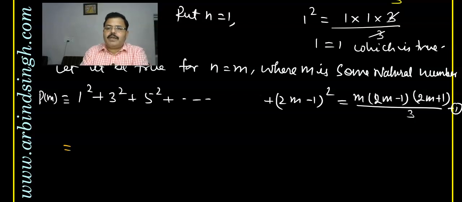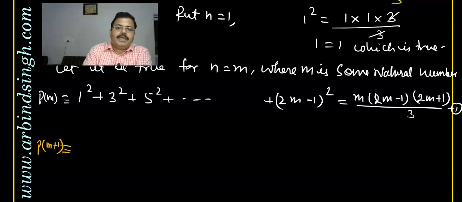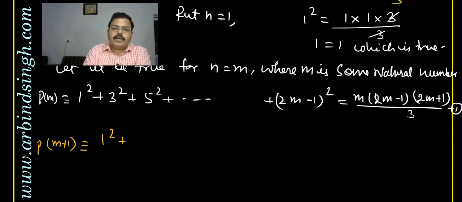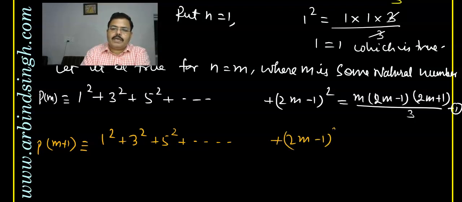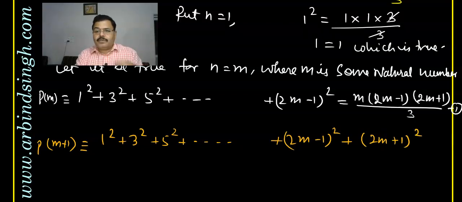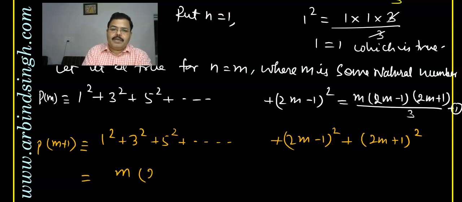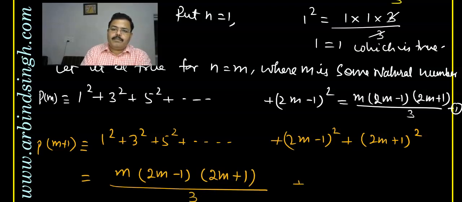Now, we can write further. PM plus 1 is equivalent to 1 square, 3 square, 5 square up to 2m minus 1 whole square plus 2m plus 1 whole square, because there will be 2 more. Now using the first, I can write for this m into 2m minus 1, 2m plus 1 whole divided by 3 plus 2m plus 1 whole square, isn't it?